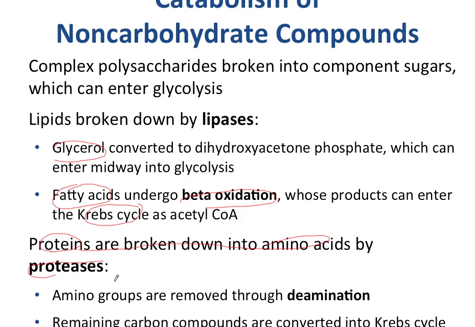Then the amino group can be removed by deamination, by deaminase, and the remaining part will be converted to pyruvate and then degraded by the Krebs cycle.